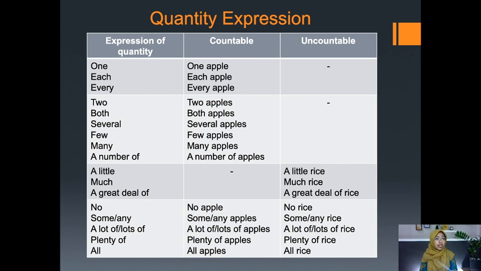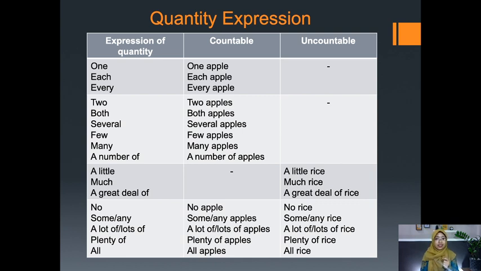Jadi yang pertama yang harus Anda lakukan adalah menentukan dulu apakah kata benda ini termasuk yang countable or uncountable. Jika kata benda ini countable, maka Anda harus menggunakan satuan or quantity expression yang bisa digunakan untuk countable. But if you determine that this noun is uncountable, you should use the quantity expressions for uncountable nouns. Now, I'll give you the example here. For countable noun, I'll give you an apple, and for uncountable noun, I'll give you rice.